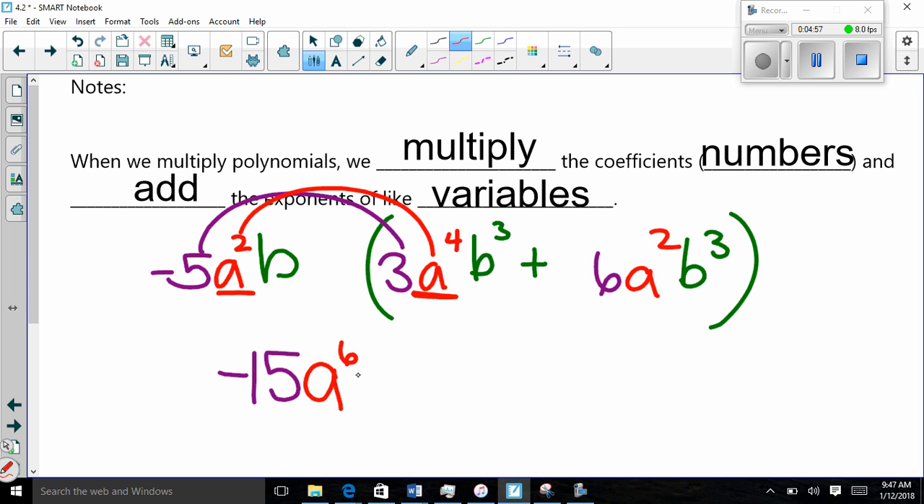Now, we see there's just b, right? What's the invisible exponent? We're doing each one individually. And we do the same thing. They're the same letter. So what do we do with the exponents? Add. So what's 1 plus 3? 4. You end up getting that.